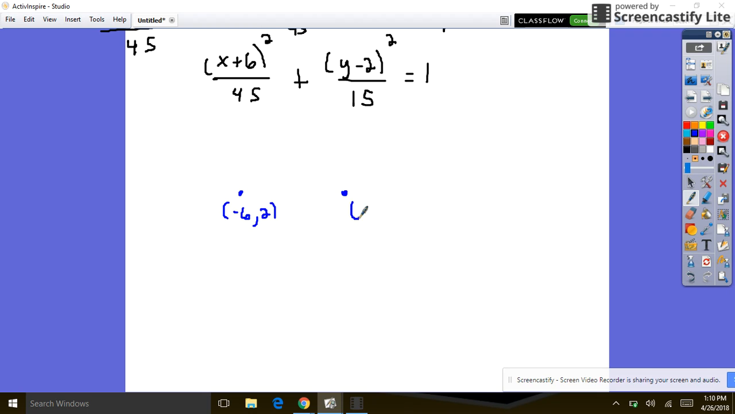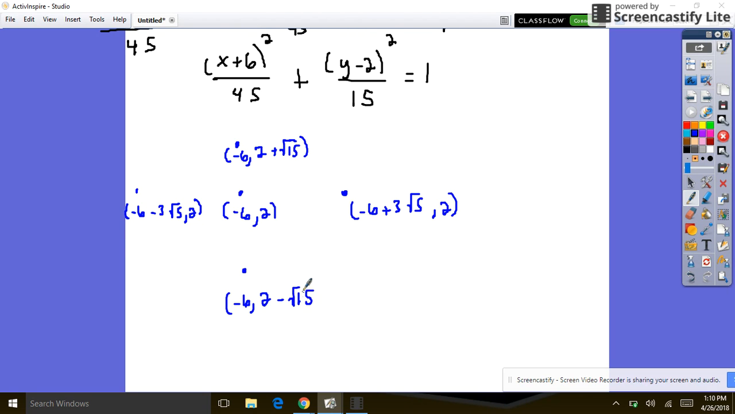So go over here. So it'll be negative 6 plus 3 square root of 5, comma 2. And then negative 6 minus 3 square root of 5. And I'm going to go up and down. Square root of 15 doesn't break down. So this is going to be negative 6 comma 2 plus square root of 15. Then negative 6 comma 2 minus square root of 15.